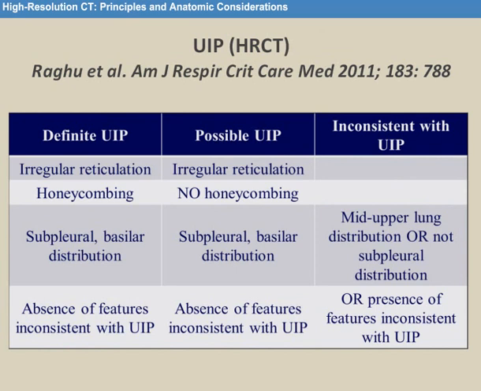And in this article in 2011, they divided the CT into 3 levels of confidence that it represents UIP. So whenever you see fibrosis on CT, think, which one of these categories am I in? Is it definite UIP, in which case you have subpleural basilar predominant honeycombing, reticulation, and absence of features inconsistent with UIP? Is it possible UIP, which is the same as definite UIP except you lack honeycombing? Or are there features inconsistent with UIP? And I'm going to go into those in much more detail.